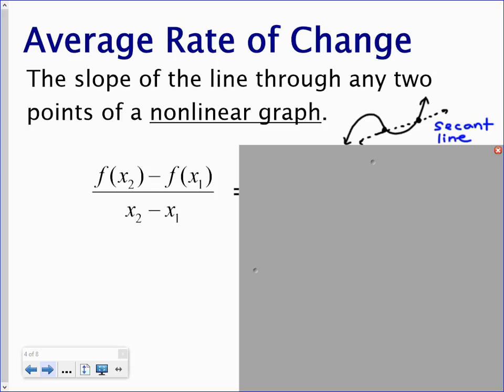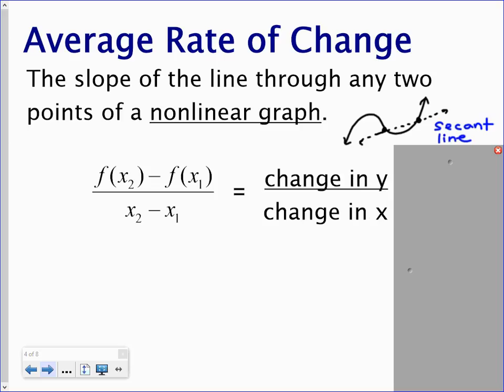In layman's terms, that is really just the change in y over the change in x. The same thing that slope always was. So if there's one takeaway for you today about average rate of change, the word average only implies that it is nonlinear. Rate of change still means slope. Same slope we've always worked with.